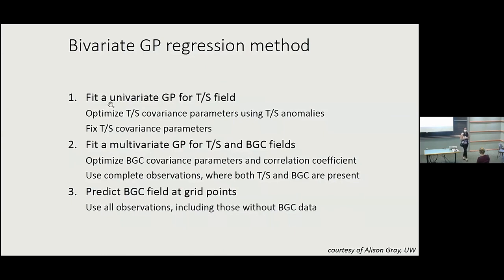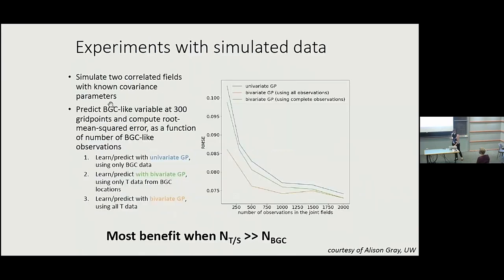So let's think of oxygen, for instance, at all the points where we have observations. So not only where we have oxygen observations, but also where we have only temperature and salinity. So I'm running out of time here, but I just want to mention that we haven't tried this with real BGC data yet, but we tried with simulated data. And what we saw is that we have the most benefits.